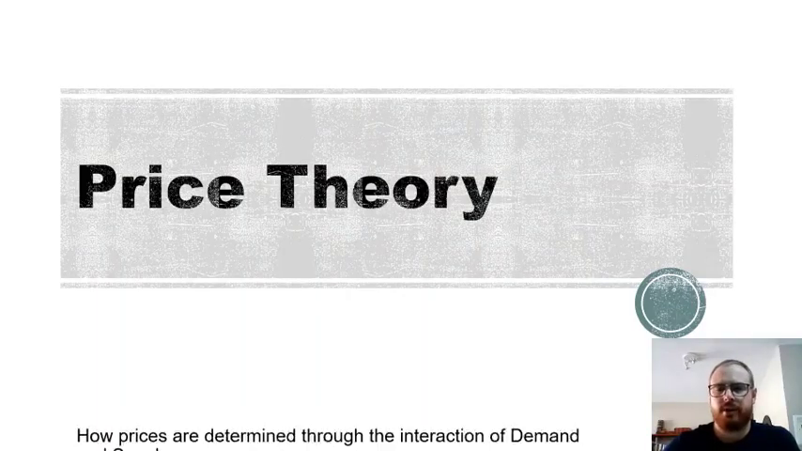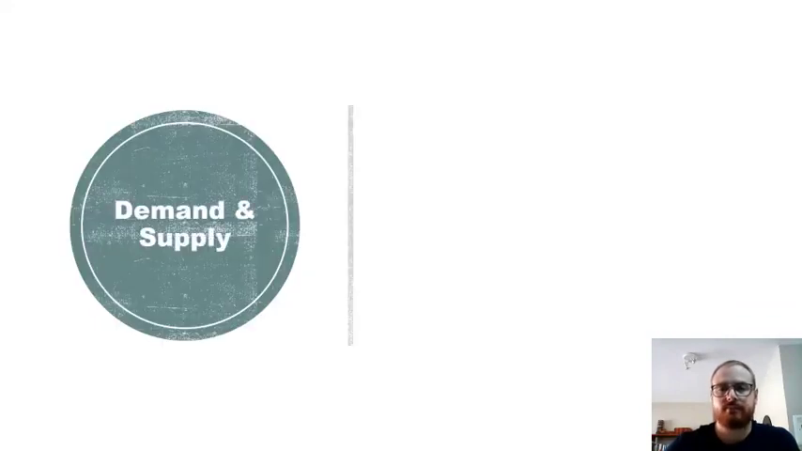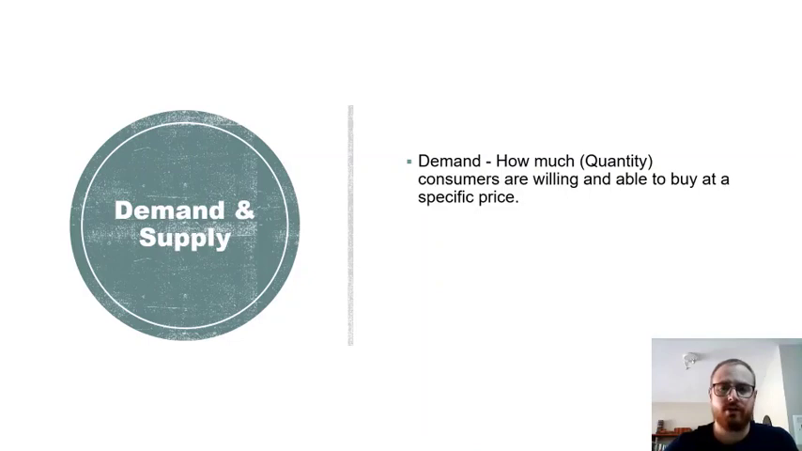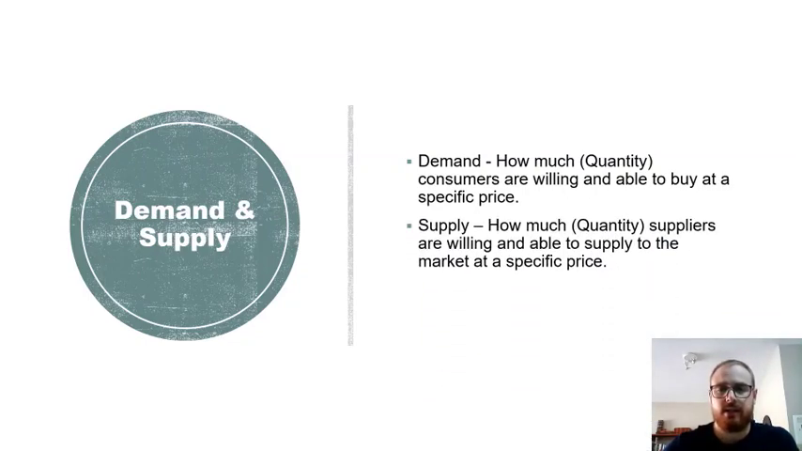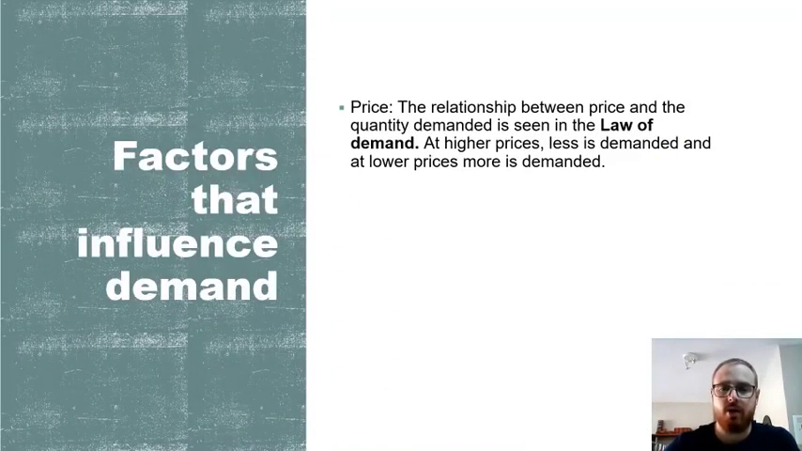Right, price theory. How prices are determined through the interaction of demand and supply. The definition of demand. It's how much quantity-wise consumers are willing and able to buy at a specific price. Definition of supply. How much quantity suppliers are willing and able to supply to the market at a specific price. Then factors that might influence demand.